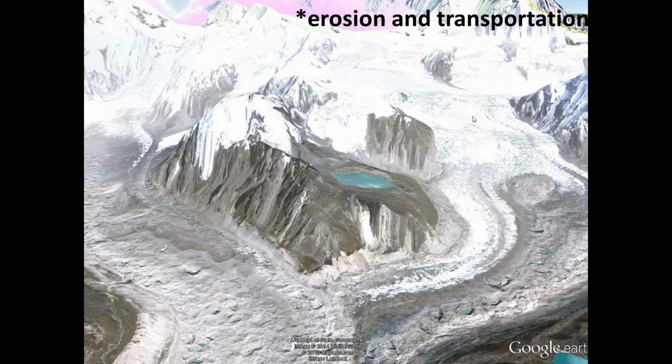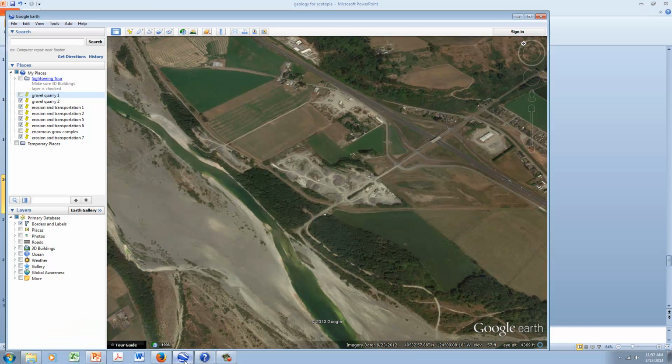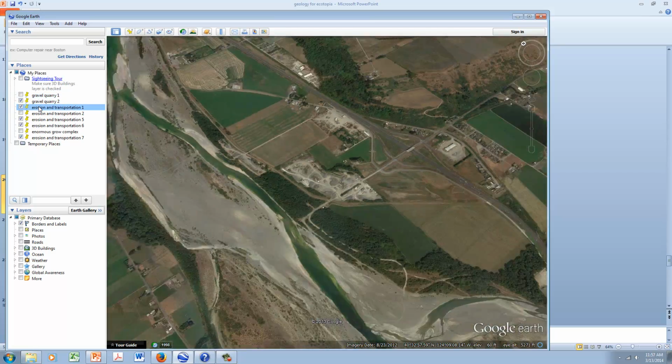So probably you know what erosion is. There's natural erosion and there's erosion that's accelerated by human activity. Once soil moves or rocks move, once they're broken away from the parent material, they can be transported. And this picture in the Himalayas from Google Earth shows these glaciers, which are weathering the rock and then transporting it downstream. And I just want to show you some Google Earth images of erosion and transportation in our own backyard.